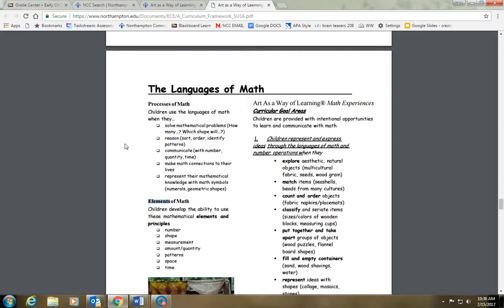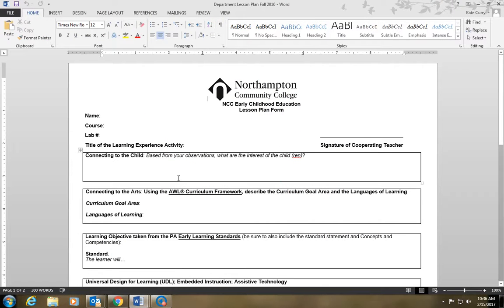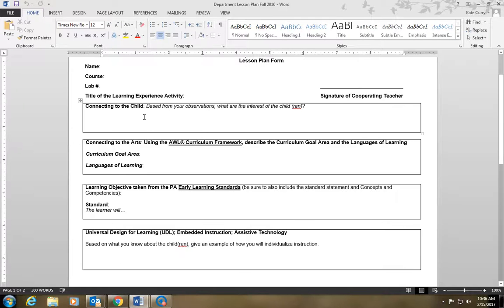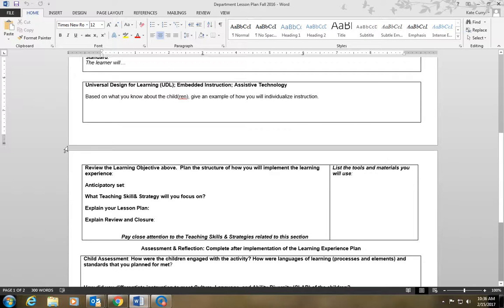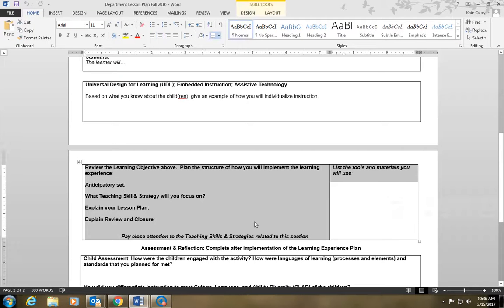So when you go to Lab 4, before you leave Lab 4, you're going to show your cooperating teacher your lesson plan, and it looks like this. So here's a blank one. And so you're to show your cooperating teacher this section right here. Okay? You're going to show them the anticipatory set. How do you plan to engage or interest the children?